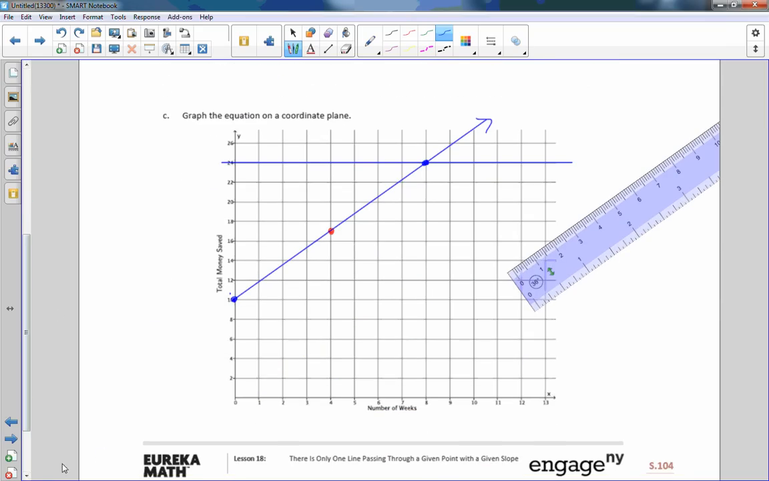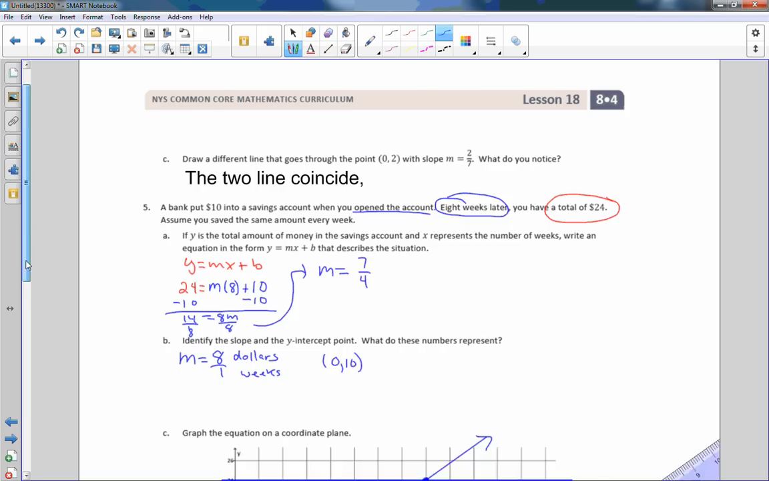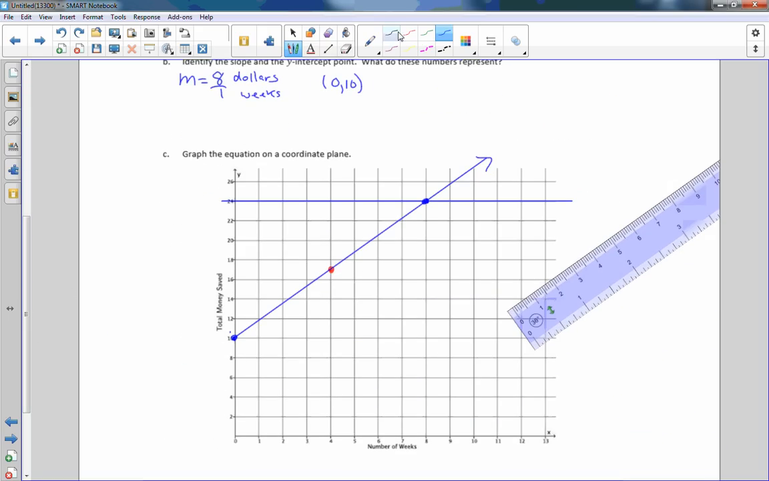Okay, enough there. D, could any other line represent this situation? For example, could a line through the point 0, 10 with slope 7/5 represent the amount of money saved each week? Explain. So what they're saying is if I graphed a point 0, 10 with a slope of 7/5, I'll do that in black. So here's 0, 10. Slope of 7/5 means to go up 2, 4, 6, 7, and over 5. Now this point is right here.